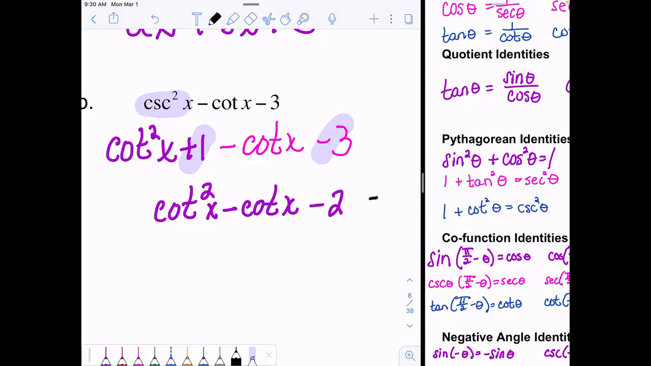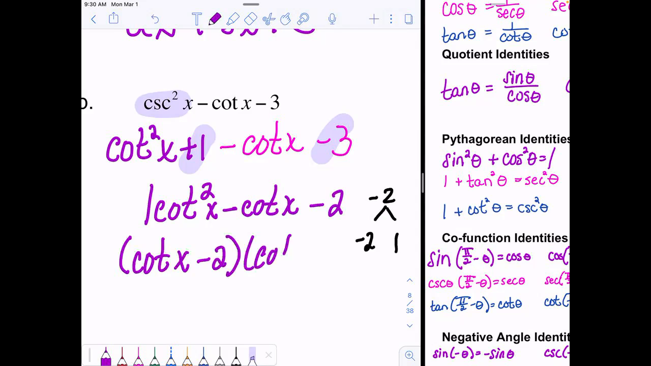So Hannah, we're dealing with a minus 2. What two numbers multiply together to be negative 2, but add to be negative 1? Negative 2 and 1. So the coefficient is a 1 in front. This is the shortcut factoring. Cotangent x minus 2, cotangent x plus 1. So take your two factors, use the function that's in our expression, it's cotangent, and then those two factors go in parentheses with our function. Questions?